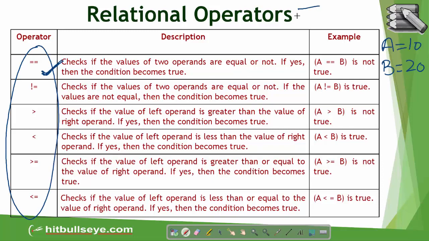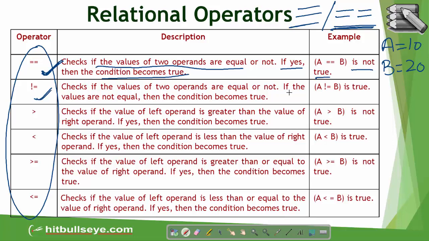So the difference between this operator and this operator is that this is an equal to operator and this is an assignment operator, right? Now we can say that here the value of A is 10 and B is 20. So the equal to operator checks if the values of two operands are equal or not. If yes, the condition becomes true. Here the values are not equal to each other, that is, the value of A is not equal to B, so the condition becomes false, not true, right?